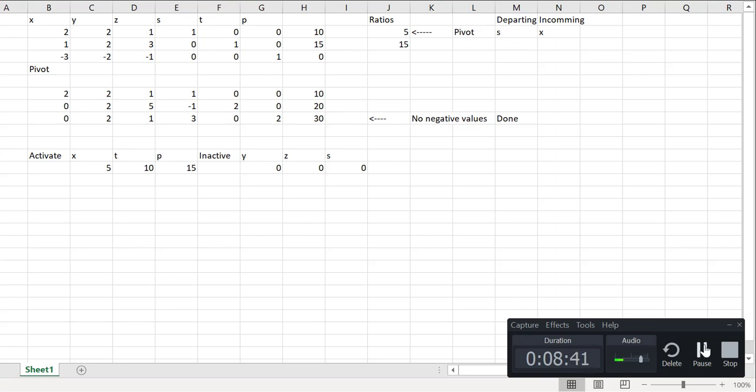So just to summarize, if we would have had negative values still in the bottom row like we did here, we just go back and we keep doing this pivot until we've eliminated all the negative values, and once we've done so, we have our maximum value.